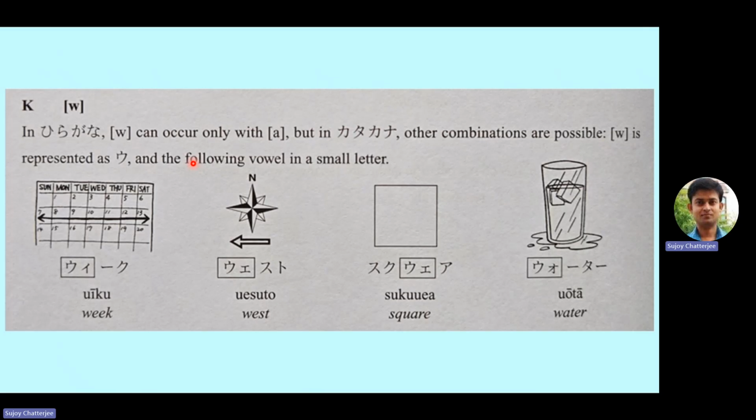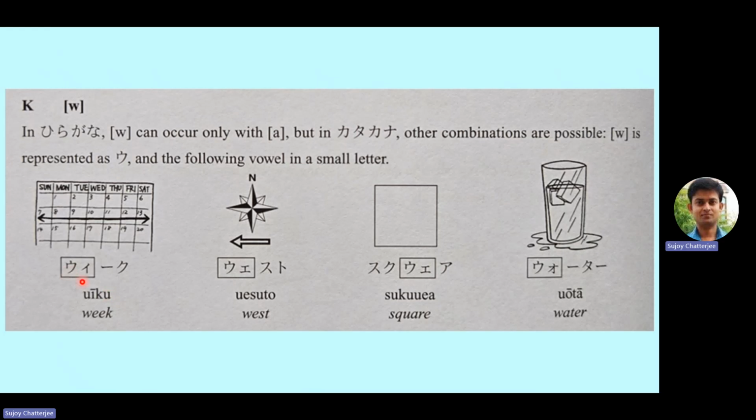The handling of W. In hiragana, W can occur only with A, that is wa, because that line is wa, o, n. You remember? So only wa is there in Japanese. So how to handle the other words? But in katakana, other combinations are possible. So W is represented as this one, with the following vowel in a small letter.